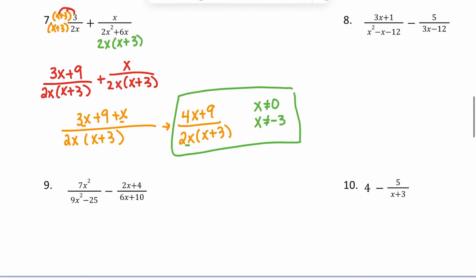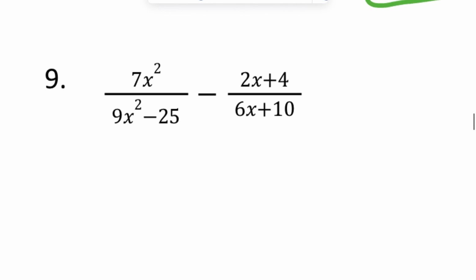Next, I'm going to do a subtraction problem. So here, question 9, we've got some subtraction. 7x squared over 9x squared minus 25 minus 2x plus 4 over 6x plus 10. I'm going to start by factoring only the denominators.